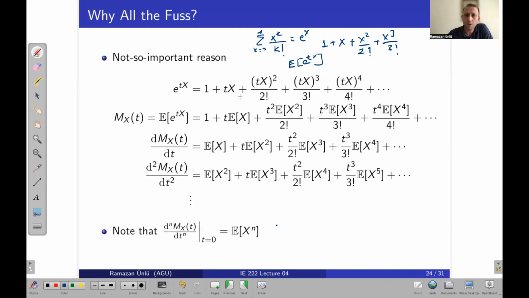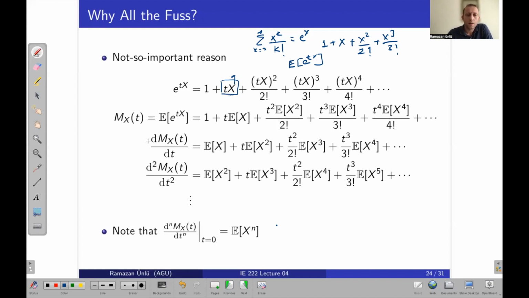Okay? So the moment generating function, which is equal to the expected value of e to the tx, will be equal to 1 plus t times the expected value of x, because here x is a random variable, so we can take the expected value of x, but t is a constant, so it can be outside of the expectation, plus t squared times the expected value of x squared divided by 2 factorial, and so on.